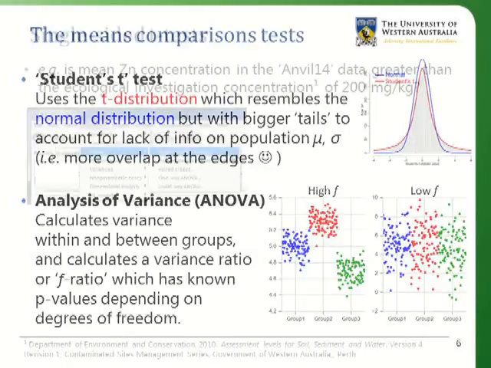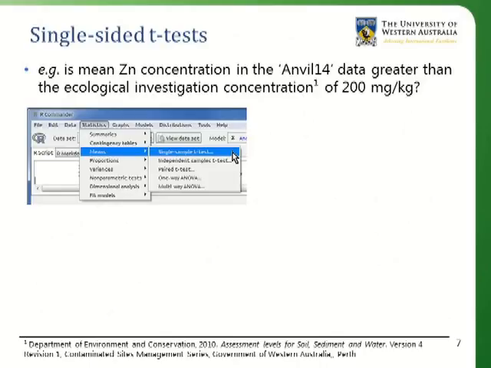So let's have a look at the tests themselves. First of all, the single-sided t-test, where we can test for something like this. Is the mean zinc concentration in the ANVIL dataset, which we've had a look at already, greater than the ecological investigation concentration of 200 milligrams per kilogram?